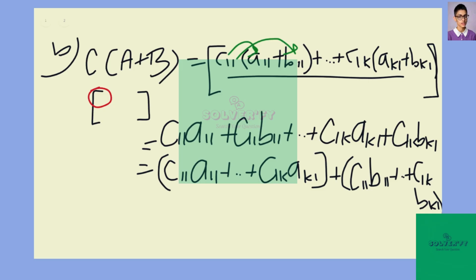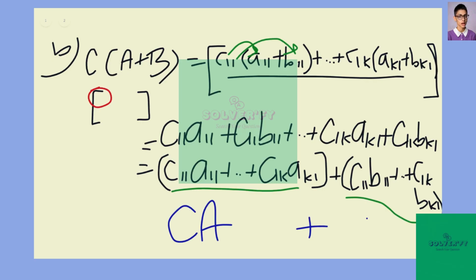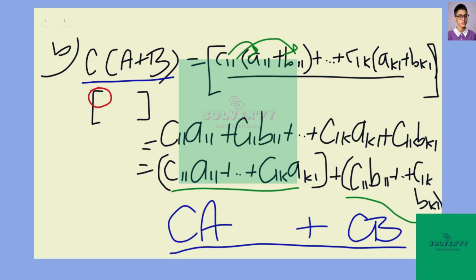Okay, and this is the same as the product of C times A, or it's the first row of C multiplied by the first column of A. And this is the first row of C multiplied by the first column of B, right? And so generally, if we were to repeat that for all the elements, it would be the same as the product of C and A plus the product of C and B. Okay, so then we can see that the product of C with A plus B is the same as the product of C and A plus the product of C and B.